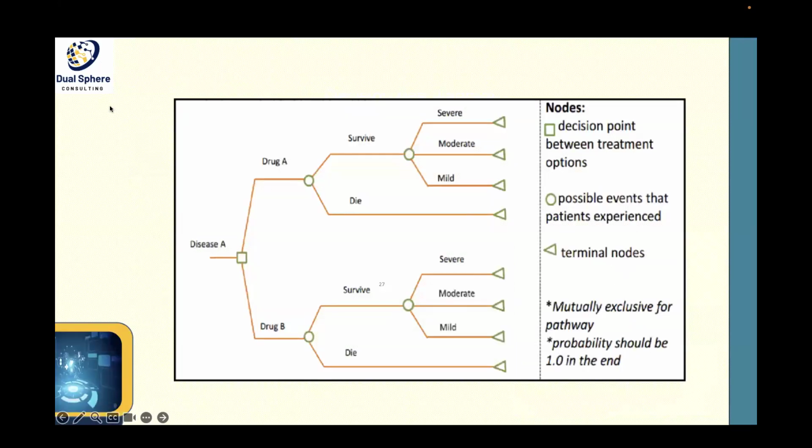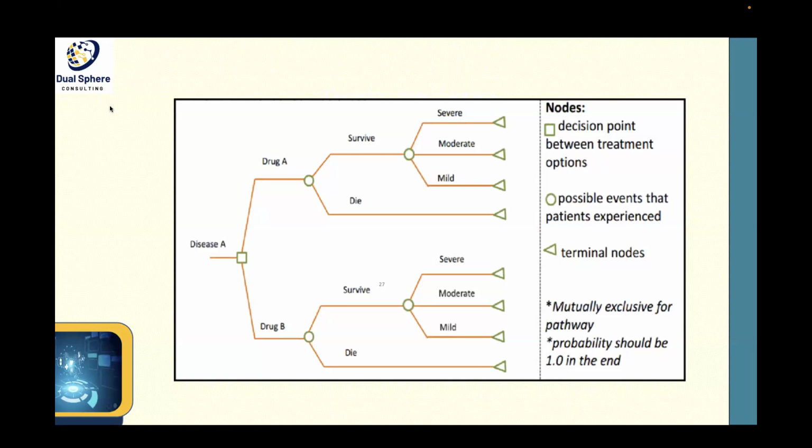So see, this is a basic structure of how a decision tree looks. You have a disease A, as an example. The first node here, the square, is the decision point between different treatment options. So the patient for disease A will take either drug A or B. Let's say here you have only two options. You can have more than two, as many options as you want to compare.